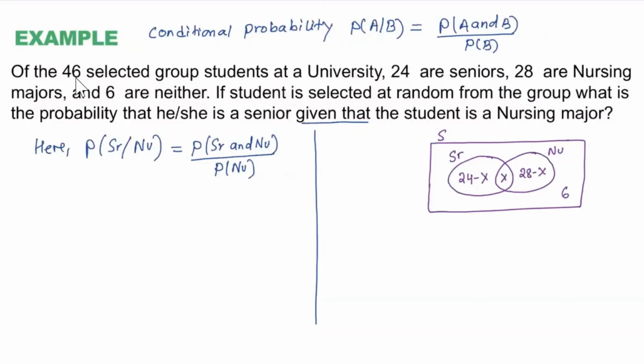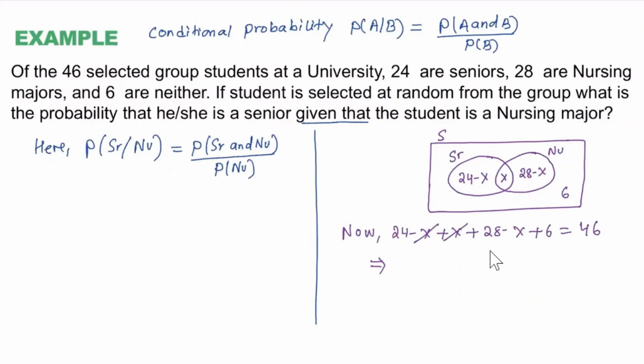How many students are there? 46. So let me write that. We have to do a little bit of algebra there. 24 minus X, then that X in the middle, then 28 minus X, and that 6 will be equal to 46. Now let's solve this equation and find the value of X. You can see here is a negative X and a positive X. So those two will get canceled. Then let's add the numbers on the left-hand side.